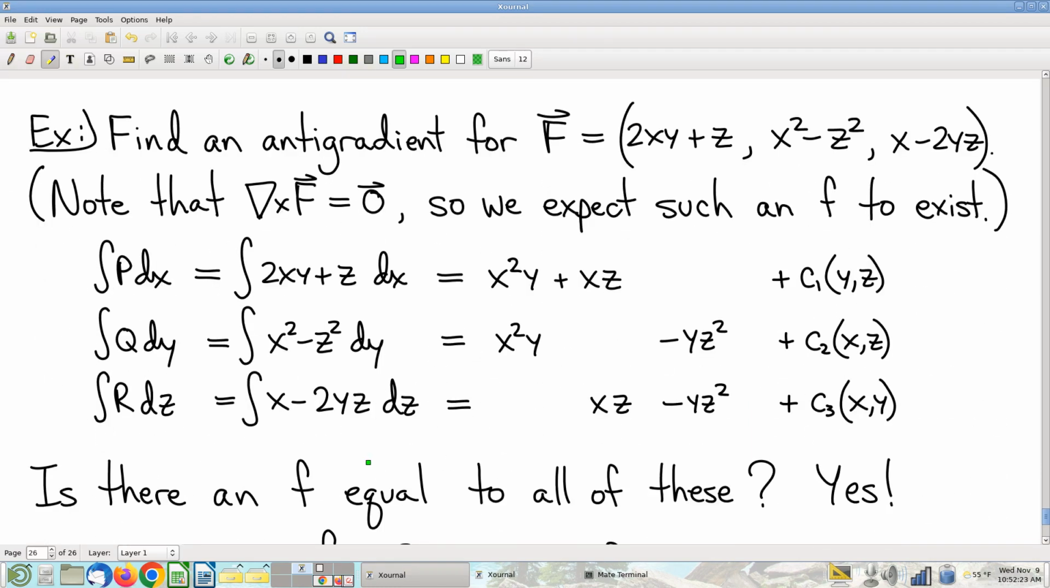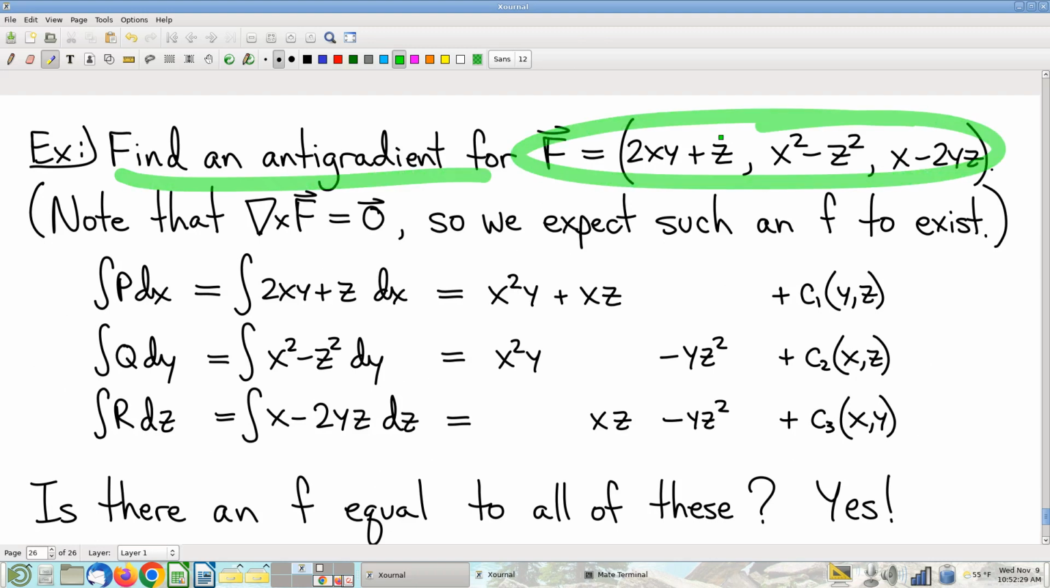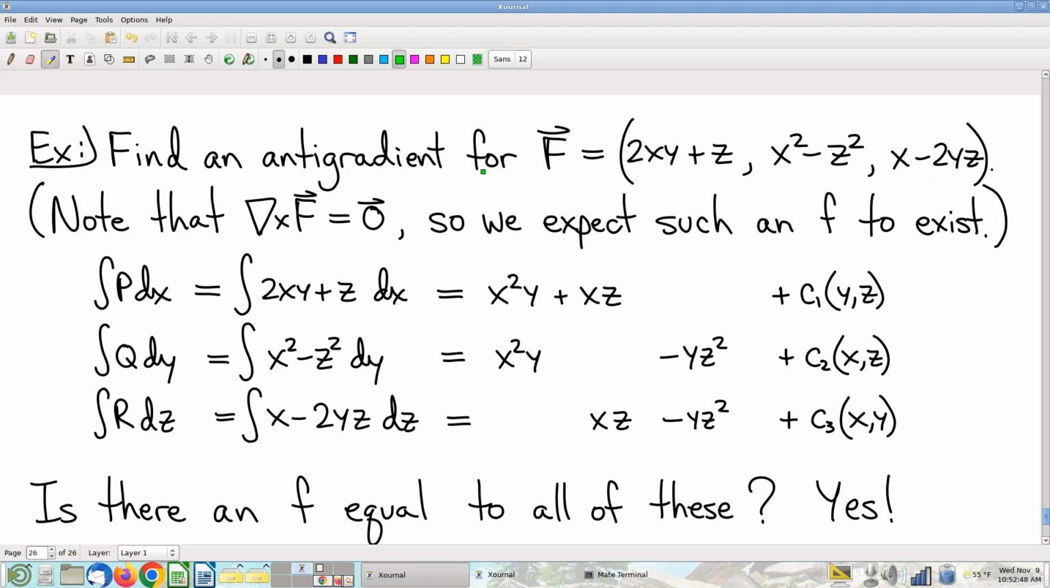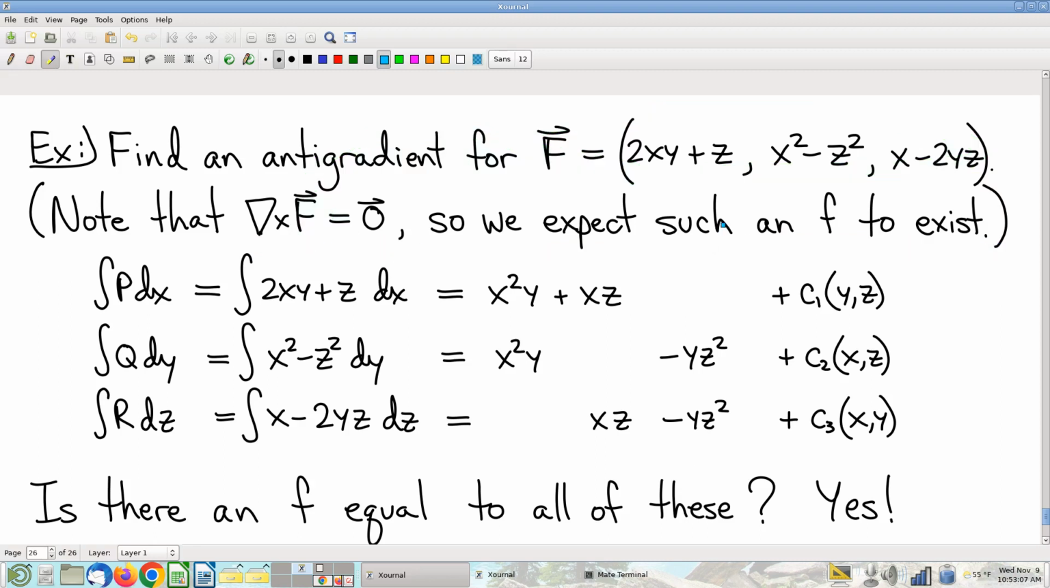And so let me show you how this puzzle plays out. Here is an example. Let's find an antigradient for this vector field. And now, by the way, you want to make sure you don't go on a wild goose chase. Right? Don't try to find something that doesn't exist. If your vector field is not a gradient, don't try to find an antigradient. It's not there. So how do I know that the antigradient even exists? Well, because if I take this vector field and compute curl, and that's a little bit of algebra, and you can just do that if you'd like, you do get 0, and so there should be an antigradient to find.